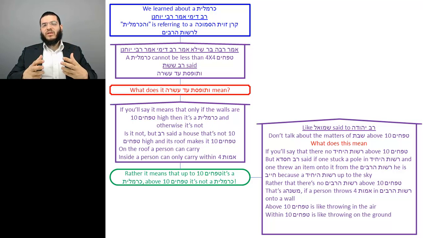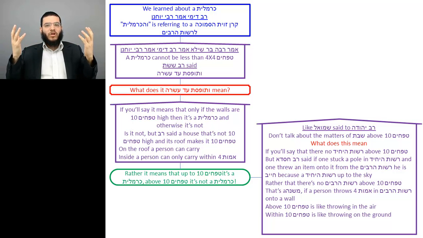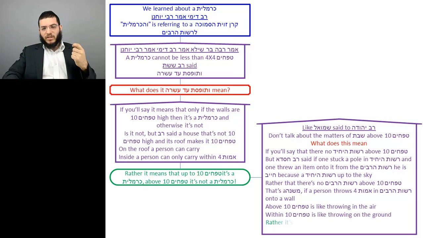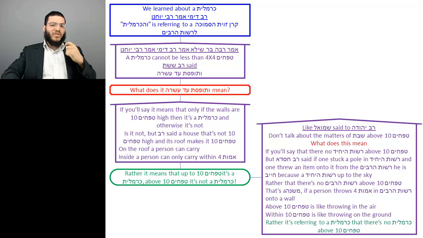So what does it mean when he says, don't talk of the matters of Shabbos above 10 tefachim? What could he be referring to? It can't be referring to reshus hayachid, because it's not true. It can't be referring to reshus harabim, because we know that from a Mishnah. We don't need Shmuel to tell it to Rav Yehuda. Rather, it's referring to a carmelis, and he's saying that there's no carmelis above 10 tefachim. So we see we have the same exact teaching said elsewhere by Shmuel to Rav Yehuda, that the carmelis only extends up to 10 tefachim.